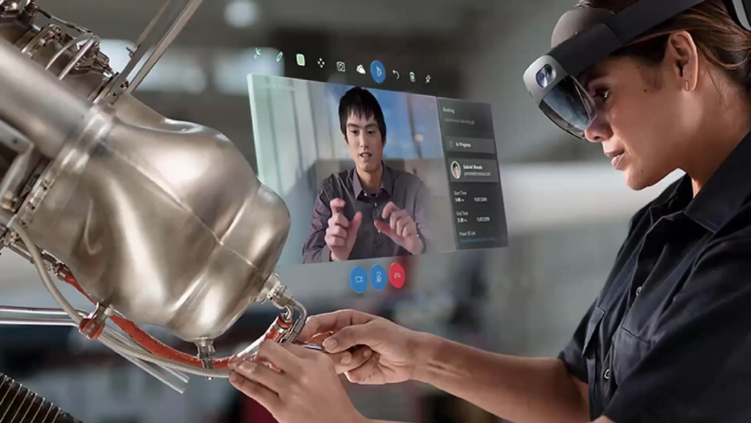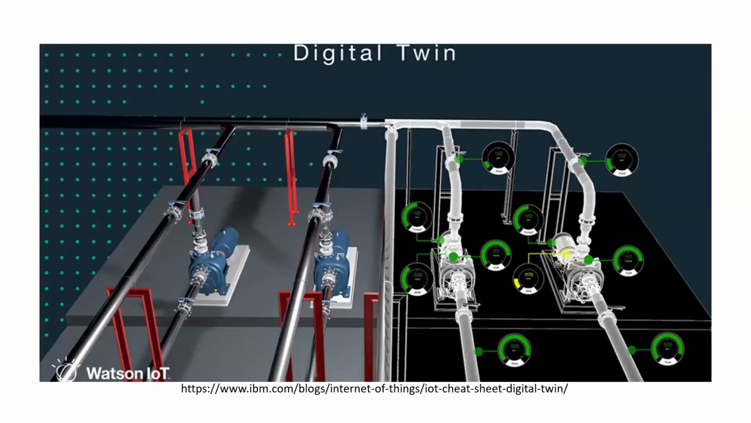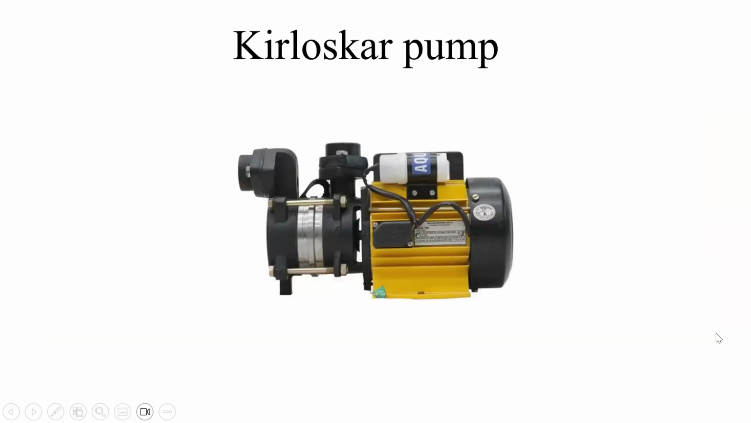Like here, this lady is trying to get it repaired with the help of her supervisor using Microsoft HoloLens. One of the industrial projects that I built, this is what we call a digital twin. So again, you need a lot of IoT sensors. So you have those IoT sensor inputs in front of you in the virtual world. So for that, we used a Kirloskar pump, half watt or something like that.